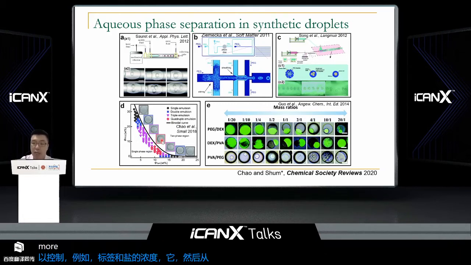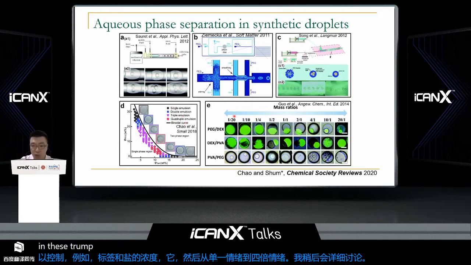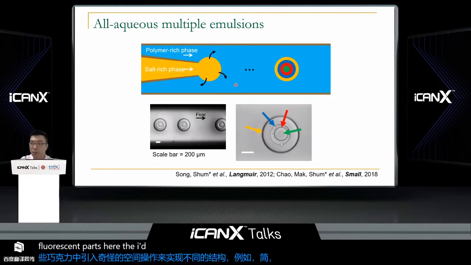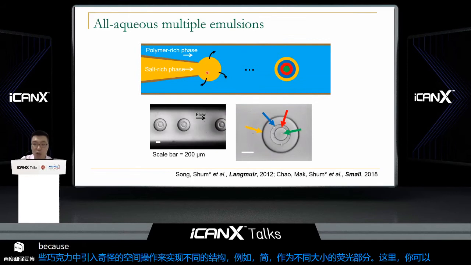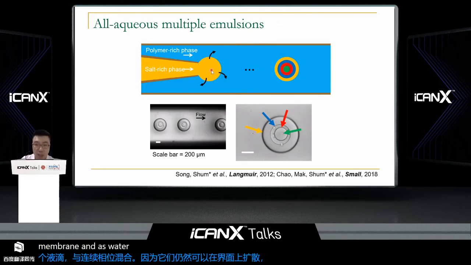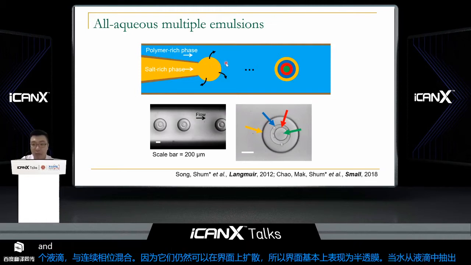And other groups have also demonstrated that you could introduce aqueous phase separation in these droplets to achieve different structures, such as these Janus structures with different sizes of the fluorescent parts here. The idea is that you can first generate a droplet that is immiscible with the continuous phase, and because water can still diffuse across the interface, the interface behaves essentially like a semi-permeable membrane. And as water is extracted from the droplet, the concentrations of the additives in the droplet increase, and that drives another step of phase separation.